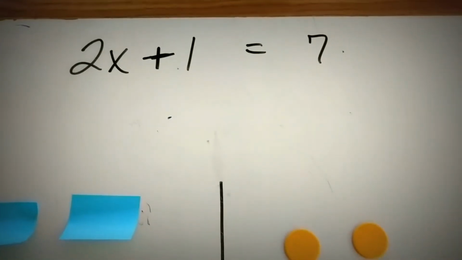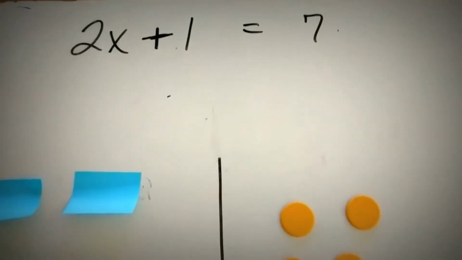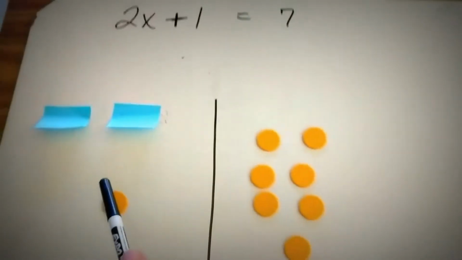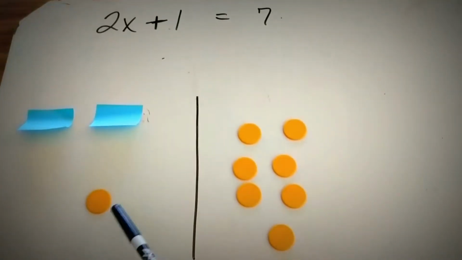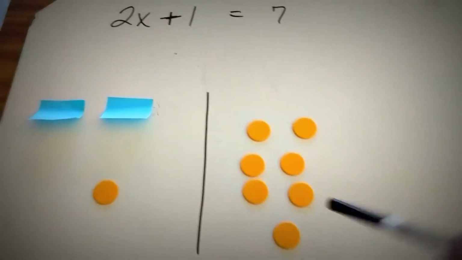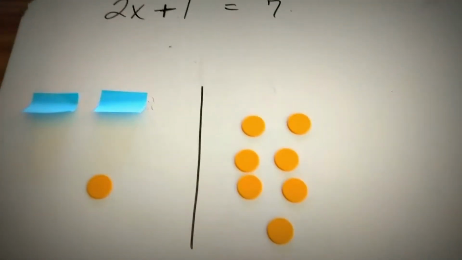Here we have 2x plus 1 equals 7. I'm using the post-its again to represent my variable x. I have plus 1 set up on the board and 7 counters on the right-hand side of the board.